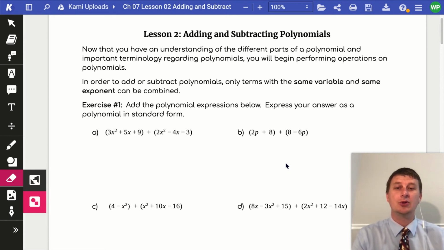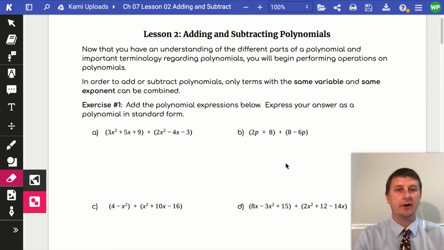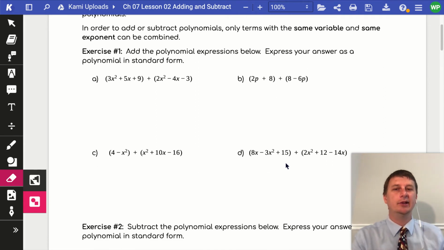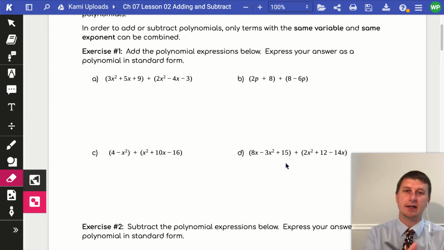In order to add or subtract polynomials, only terms with the same variable and same exponent can be combined. That's going to be very important, that we need to have the same variable and the same exponent. So in exercise number 1, we want to add the polynomial expressions and express our answer as a polynomial in standard form. And if we recall from our previous lesson, standard form is when we have our terms lined up from greatest exponent to least exponent.